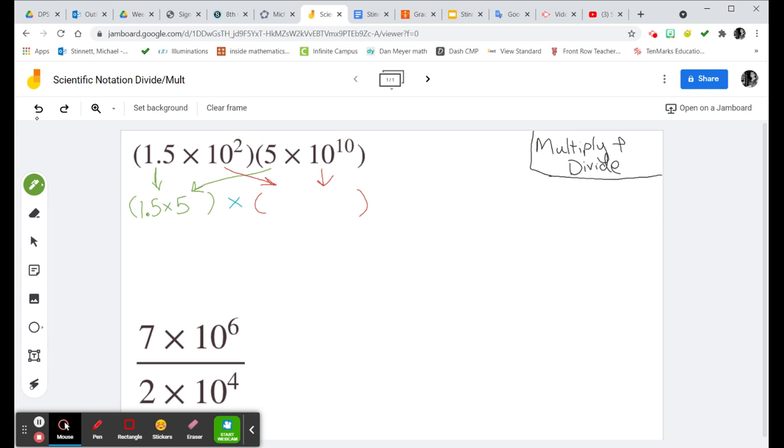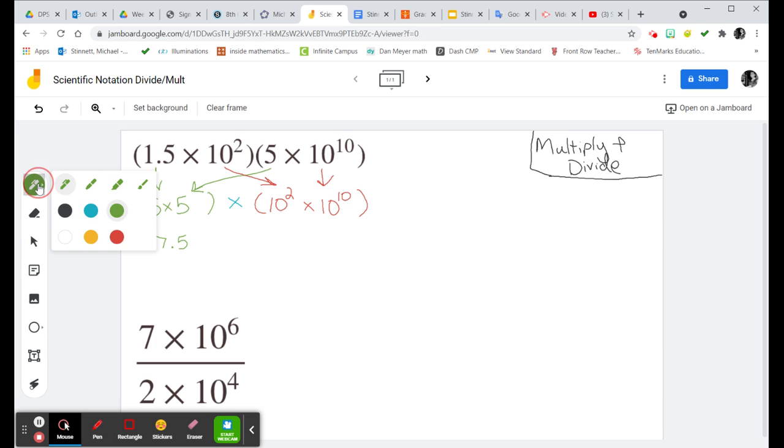And then over here, we're going to separate out our powers of 10, okay? So we have 10 to the second power and 10 to the 10th power. So I'm going to pull this over here, 10 to the second power times 10 to the 10th power, okay? And so now we can multiply these together and multiply these together, all right? So let's focus over here on 1.5 times 5. That is just 7.5.